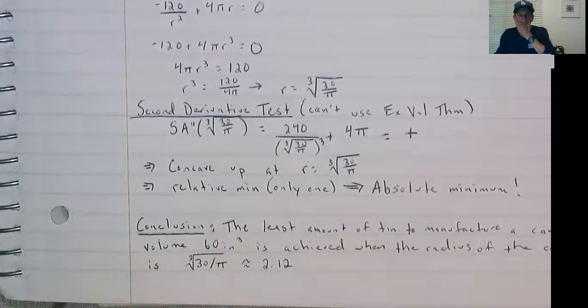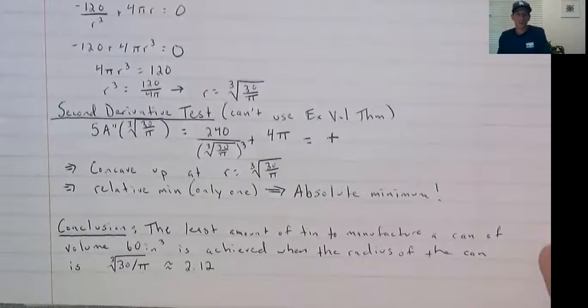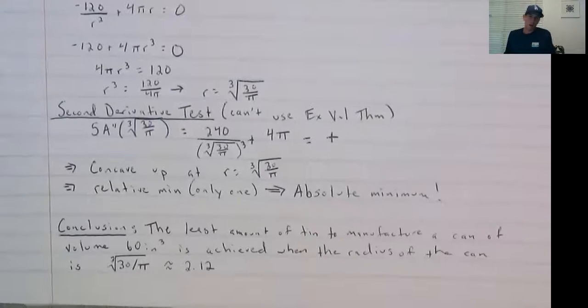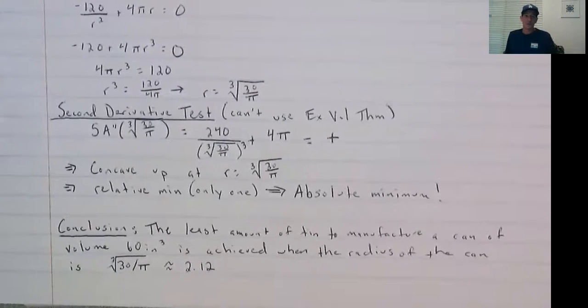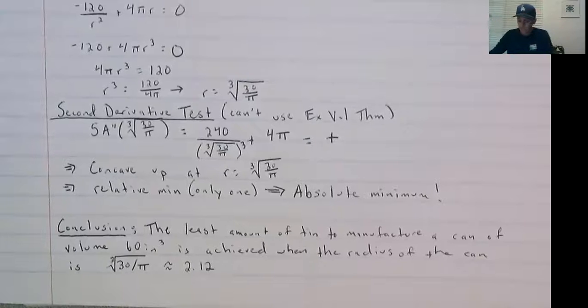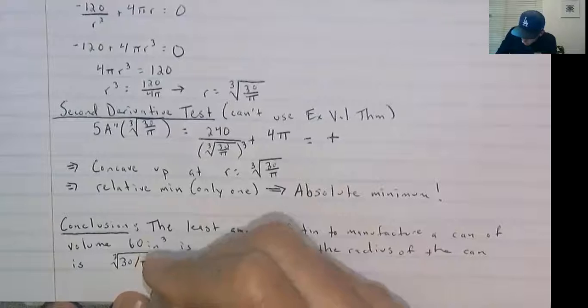Okay. And you could, if you were interested, put this value back into the surface area function and say, okay, this is what the actual surface area is. Because maybe you had a cost associated with the surface area, and you could see exactly what that cost would be. But we were just asked for the radius, so we found the radius. I'm sorry, this should be in inches.